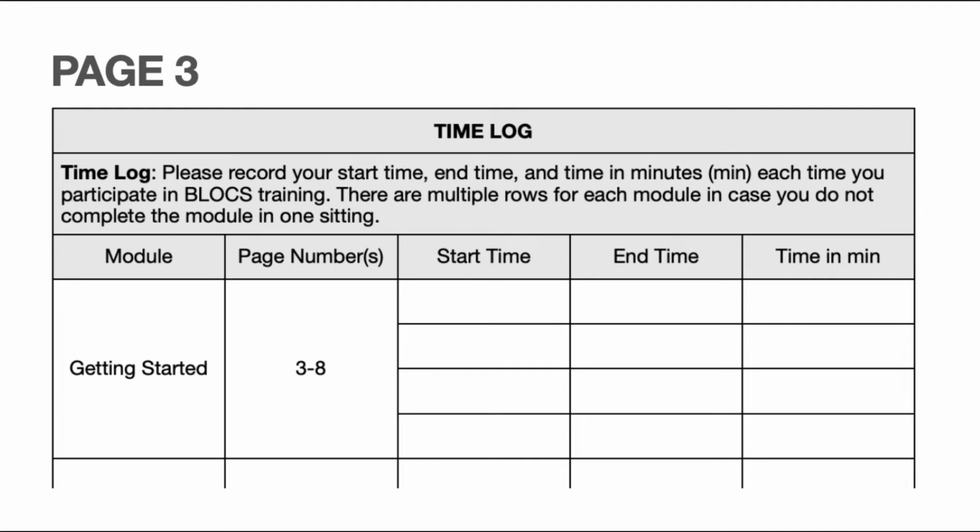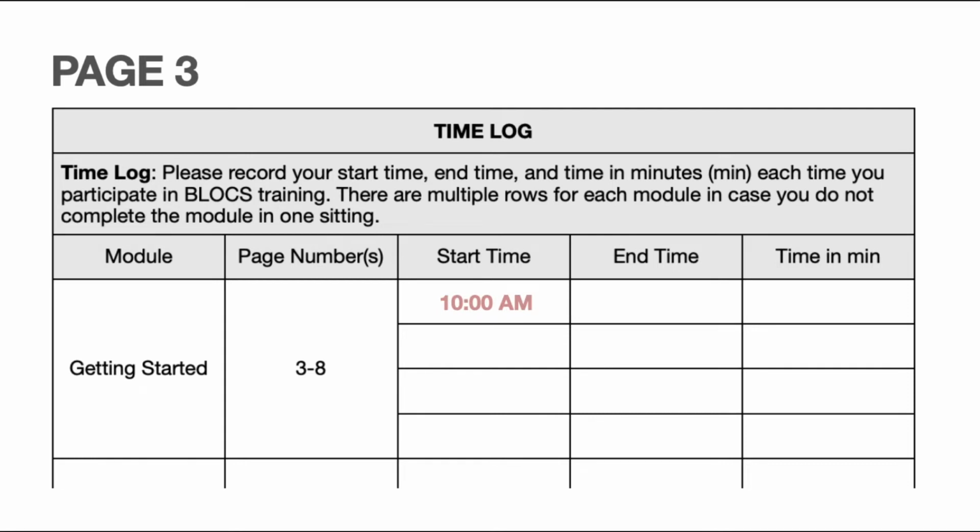We ask that you record this information for each module so that we can evaluate the length of time it takes to complete training. You are currently working on the Getting Started module. So in the Getting Started row, start time column, write the current time, like 10 a.m.